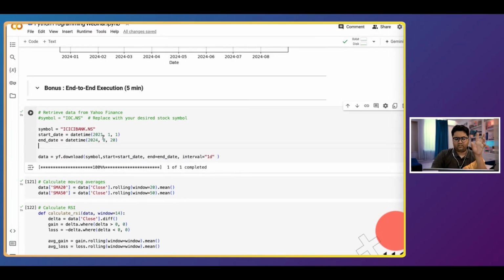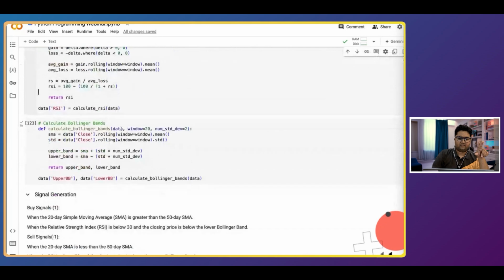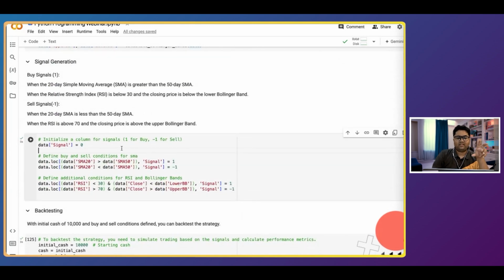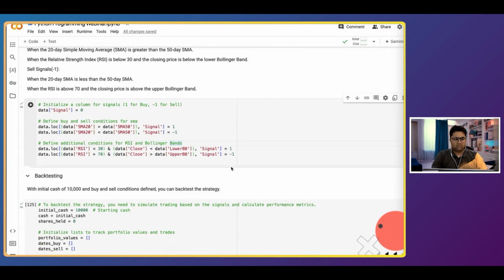Basically what we have done to begin with is we have taken the download of the data. We have calculated the moving averages as Pratham explained. Then there's RSI, then there are Bollinger Bands. And then what we are doing here is defining the signal generation step, which is 1 and minus 1 for buy and sell. And then there are additional columns or additional conditions based on RSI and Bollinger Bands. And they do the same 1 and minus 1, which is buy and sell. Yeah, back to you, Pratham.